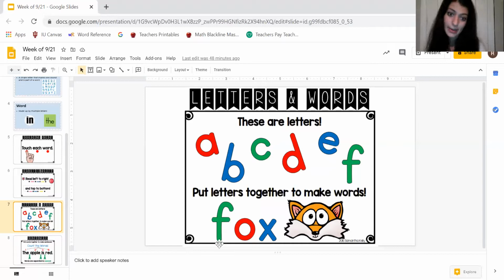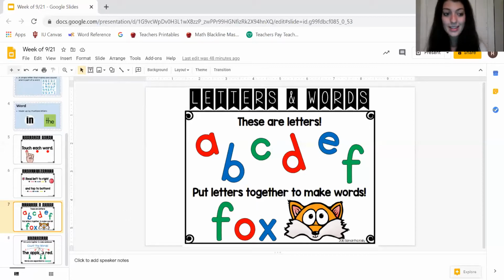For example, this is the word fox. It's made up by 3 different letters: the letter F, the letter O, and the letter X. 1, 2, 3 letters make up the word fox.